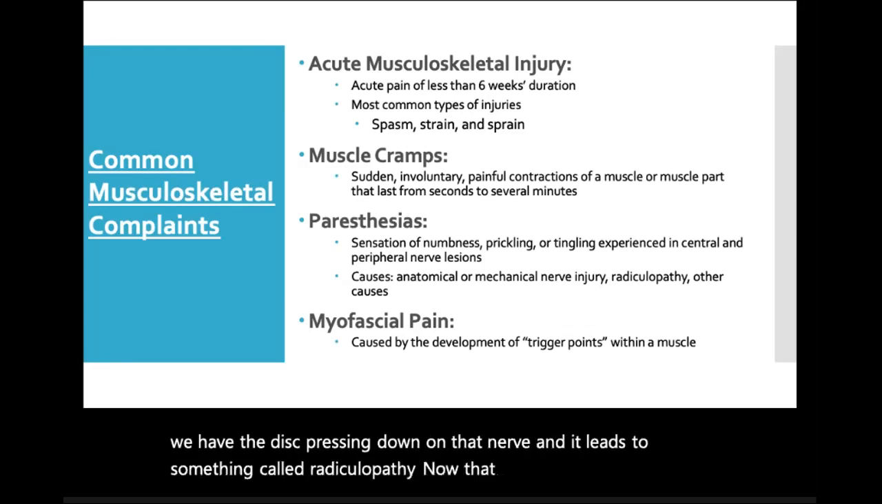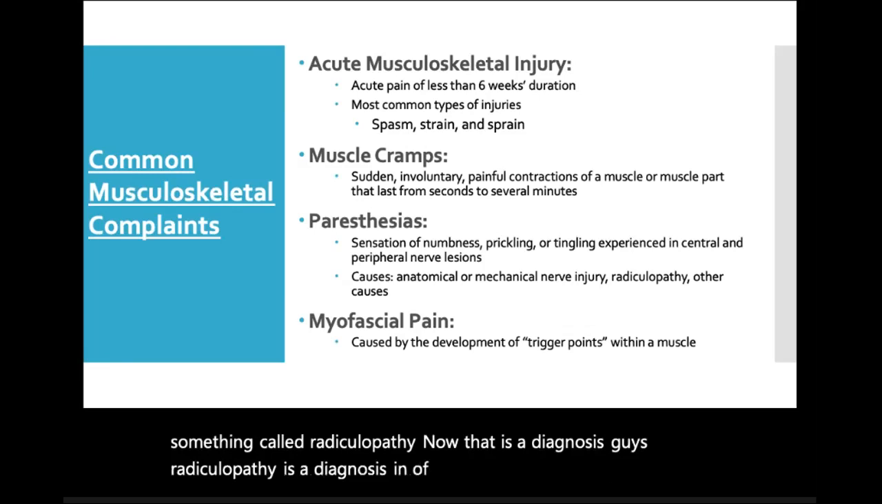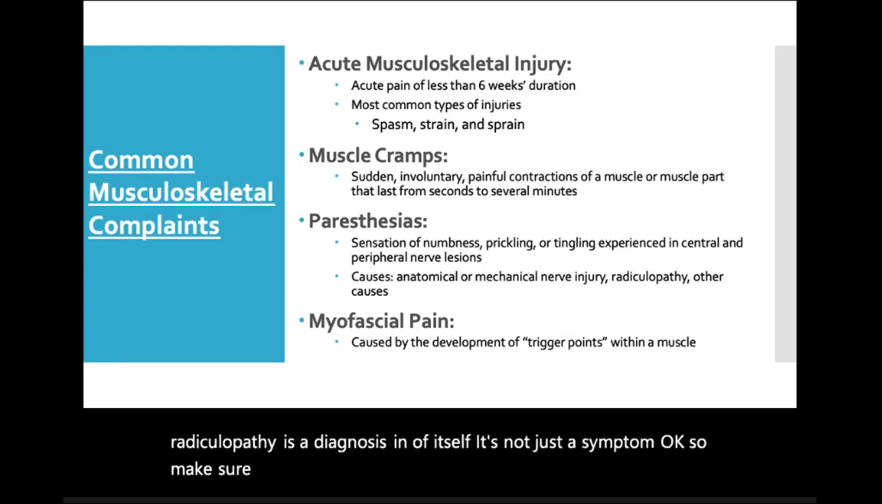Now that is a diagnosis, guys. Radiculopathy is a diagnosis in and of itself. It's not just a symptom, okay? So make sure you understand what radiculopathy is and how it presents.